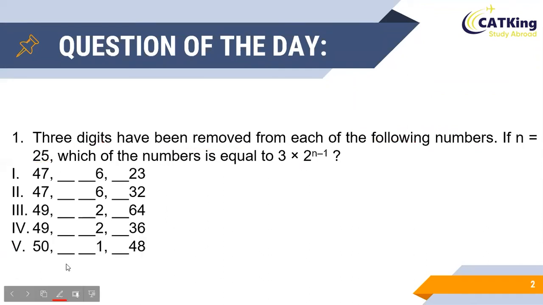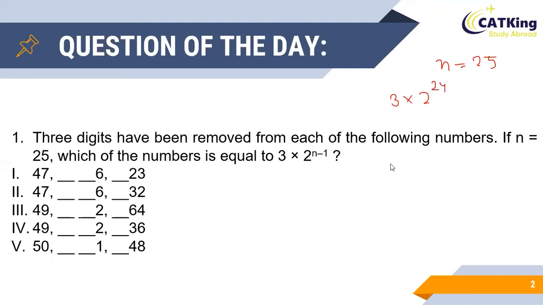So it is given to us that 3 digits have been removed from each of the options given below and n is equal to 25, and we are asked to find which of the numbers given below could possibly represent 3 into 2 to the power n minus 1, or 3 into 2 to the power 24.